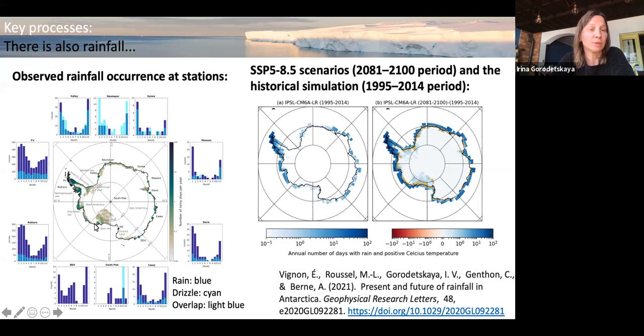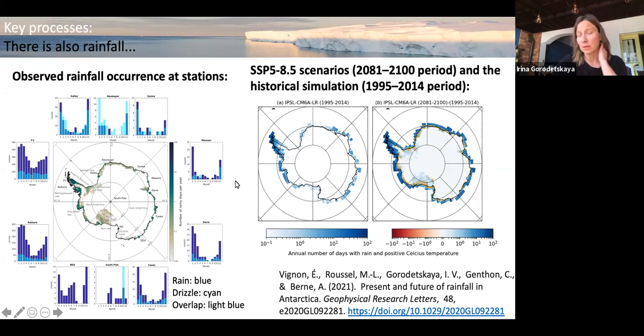And here in the Antarctic Peninsula, we have really a lot of rainfall days over the years. And then even in West Antarctica and East Antarctica, the coastal stations, we see that there is some amount of days with rainfall. The dark blue is rainfall, and then we also count the drizzle. So this is based on the SYNOP observations.